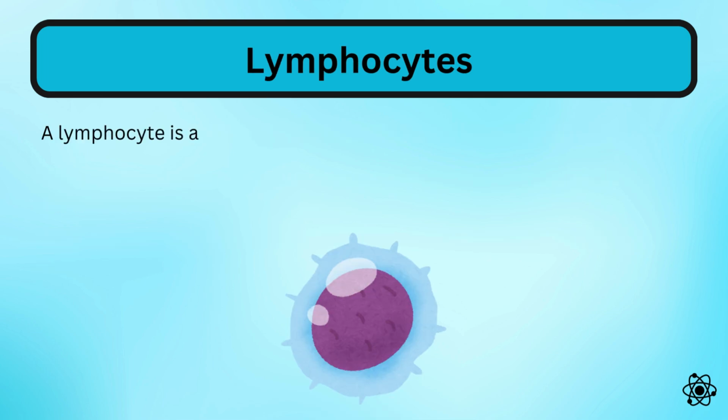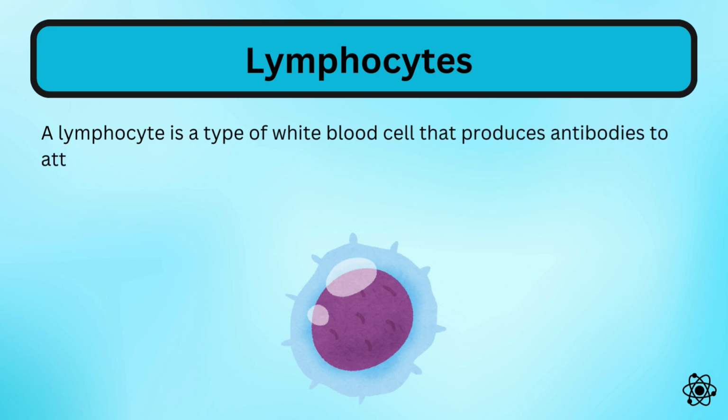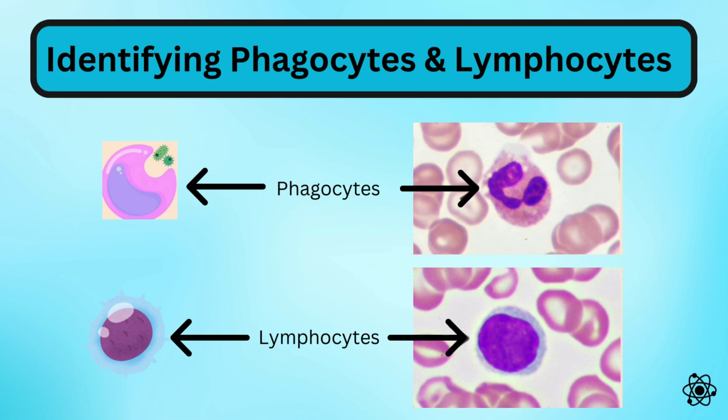A lymphocyte is a type of white blood cell that produces antibodies to attack and destroy pathogens. You will also be expected to identify phagocytes and lymphocytes in photomicrographs and diagrams. Phagocytes have a lobed nucleus and granular cytoplasm, while lymphocytes have a large round nucleus and clear non-granular cytoplasm.